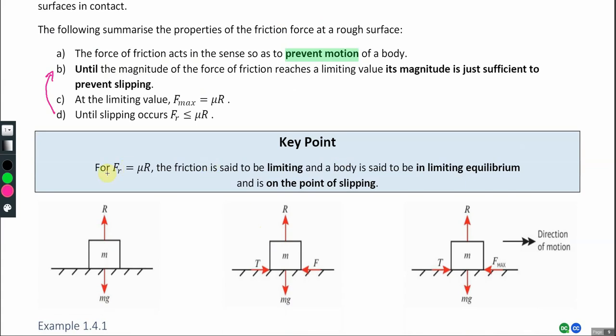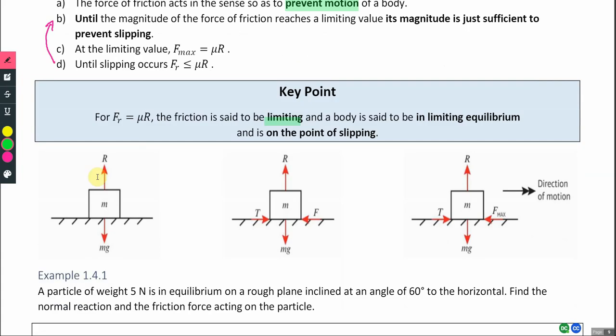So a key point now, for friction equaling mu R, the friction is said to be limiting and the body is said to be in limiting equilibrium and is on the point of slipping. So friction is limiting, so friction has reached its maximum, and if the body or the object is in limiting equilibrium, that means it's delicately balanced and it is on the point of moving. We often use the word slipping when there's friction involved.